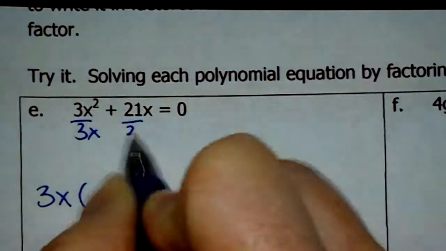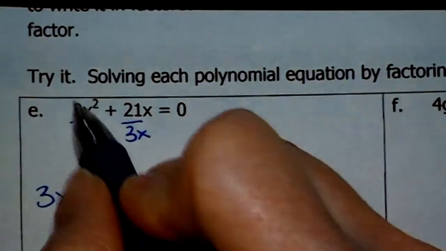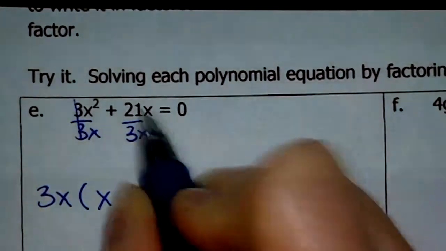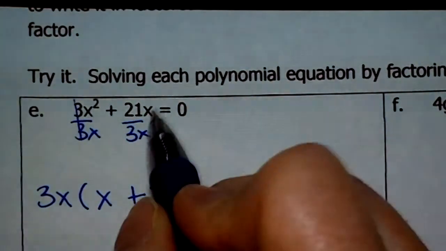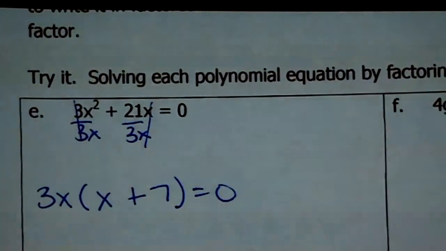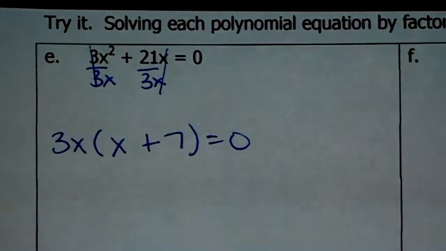To figure out what goes on the inside, I divide each term by that GCF. So 3 divided by 3 is 1. X squared divided by x is x. 21 divided by 3 is 7, and x divided by x is gone, and this equals 0. This looks very familiar, doesn't it? This is just like what you did, hopefully yesterday or the day before.